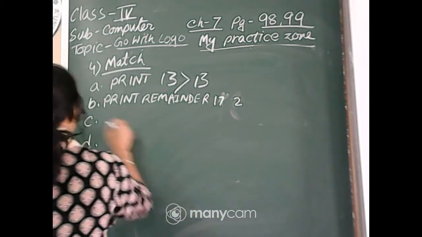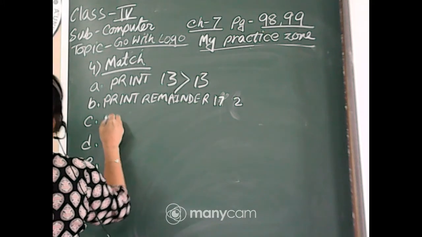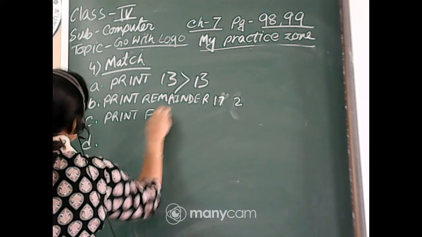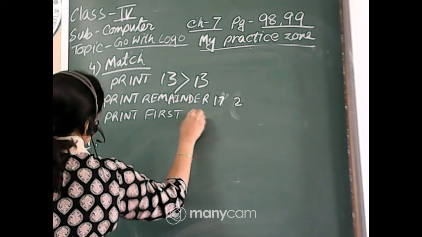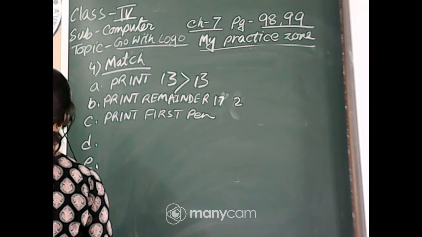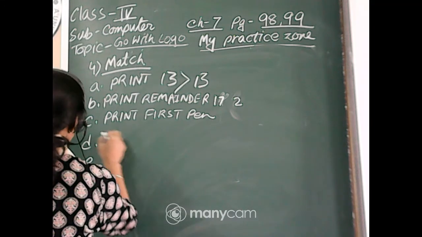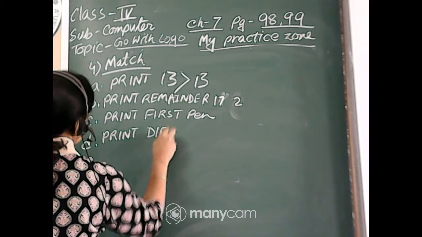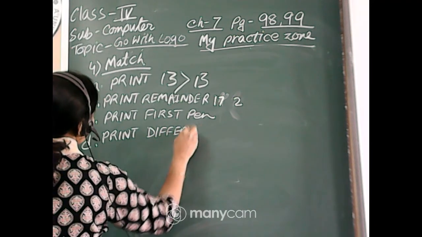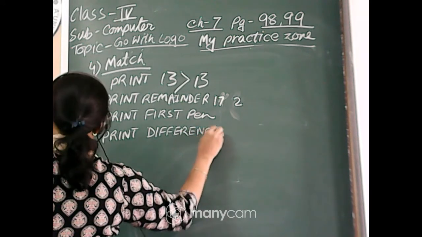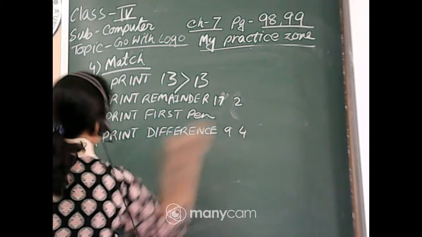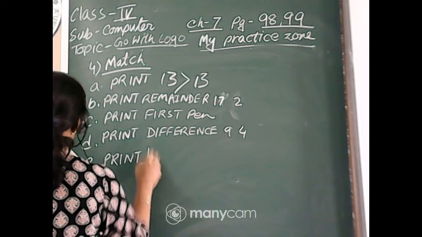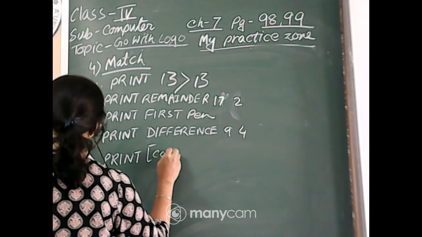Okay. Next, number C: print first pen. P R I N T. First pen. Now print difference 9 4, and number E: print computer science.